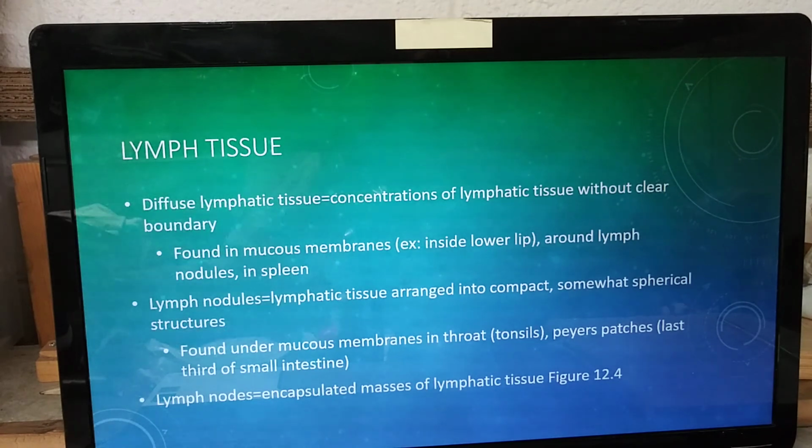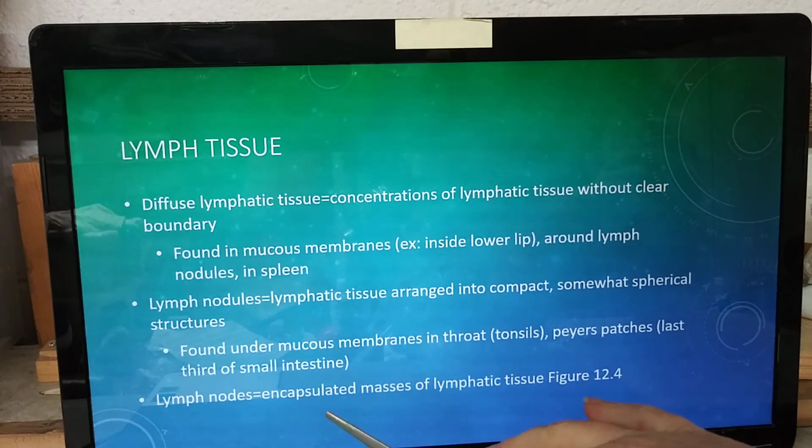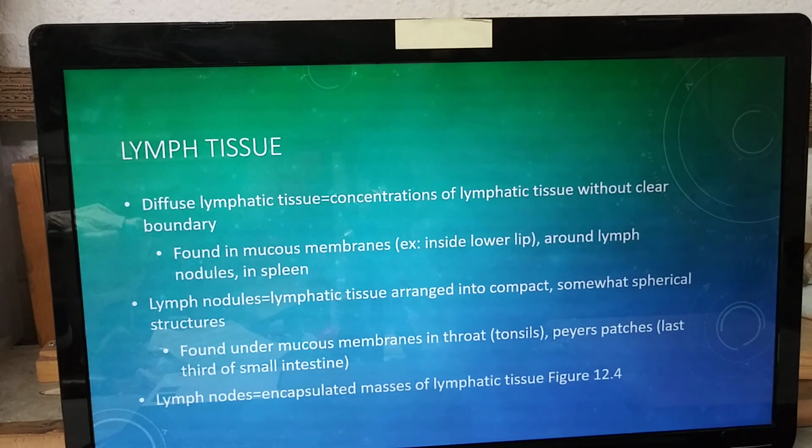The final variation on lymphatic tissue that we'll talk about is the lymph node. These are encapsulated masses of lymphatic tissue, they're much more structured, and you can see a good example of that in figure 12.4.